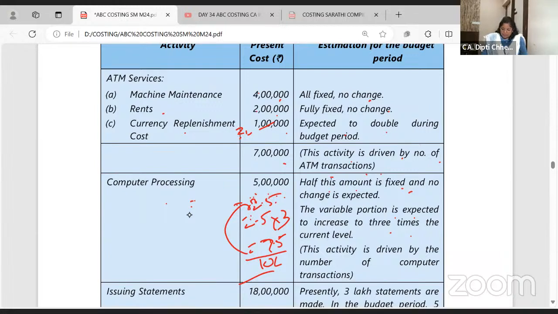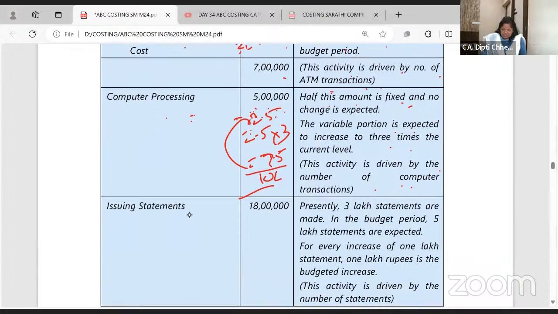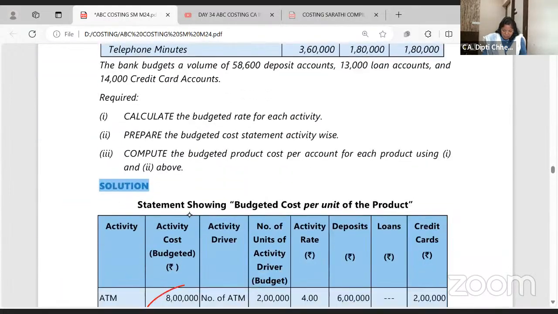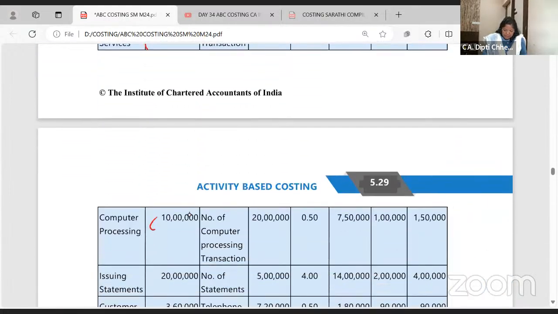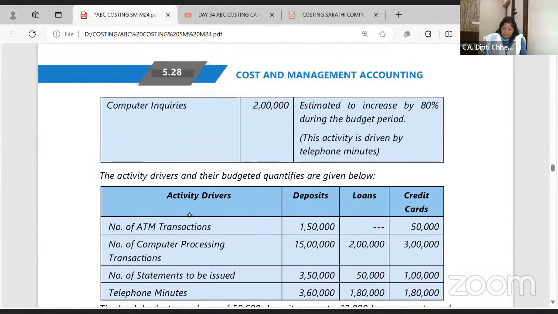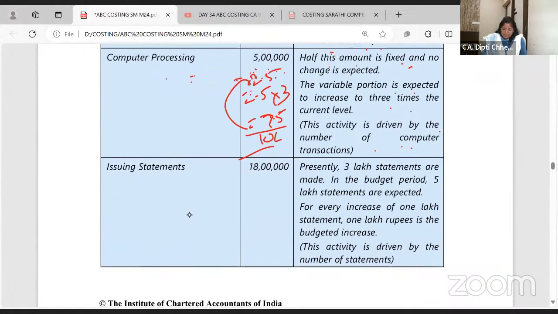Tell me. This activity is driven by number of computer transactions. Done. 10 lakhs. If you want, come and take the 10 lakh. This is done. And number of computer transactions is the driver. Very easy problem.